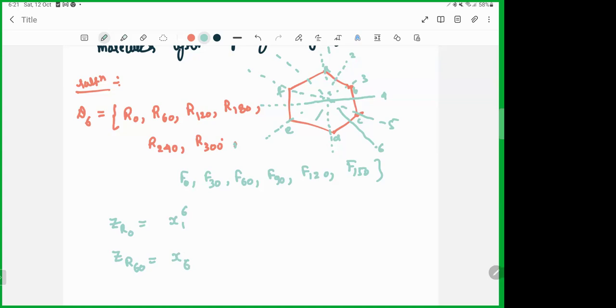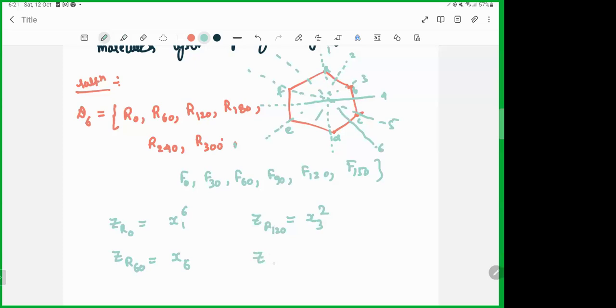So what is the rotation by 120? One will go to three, three will go to five, and then five will go back to one. So A will go to C, C will go to E, and E will go back to A. So we have two three cycles, right? So x3 squared.